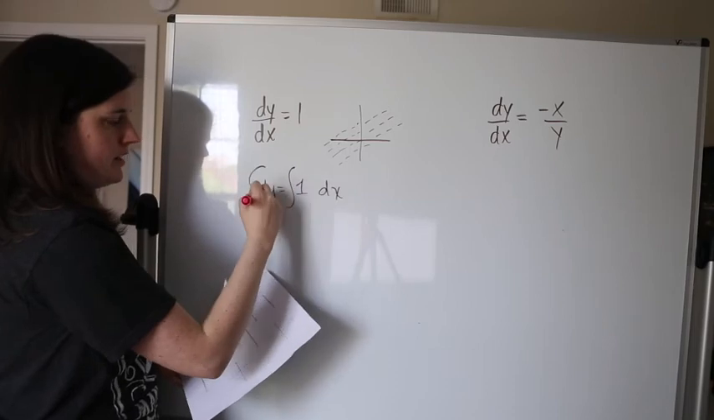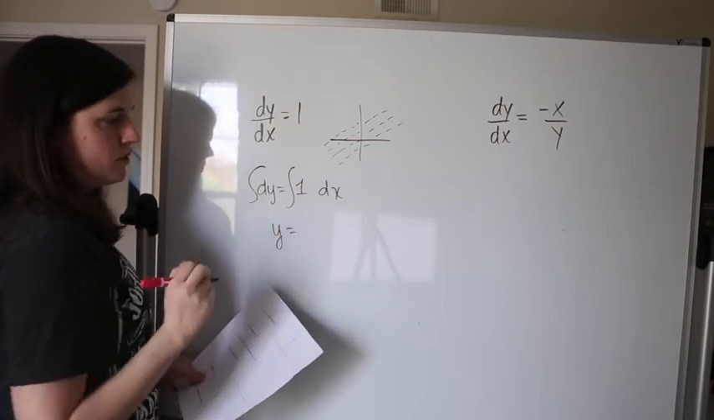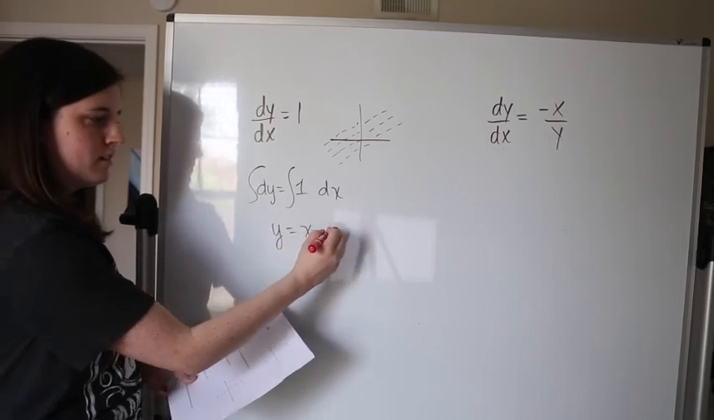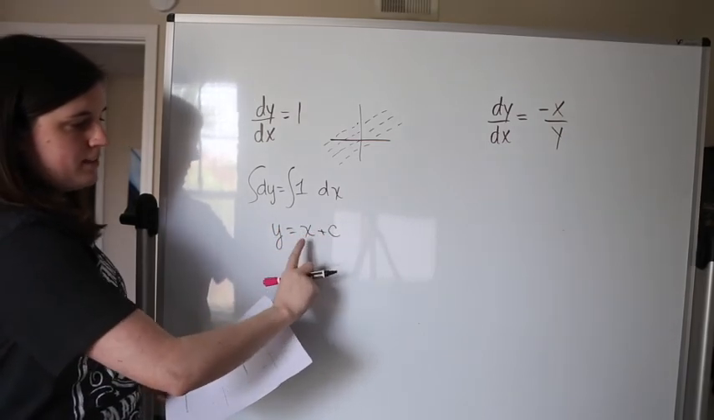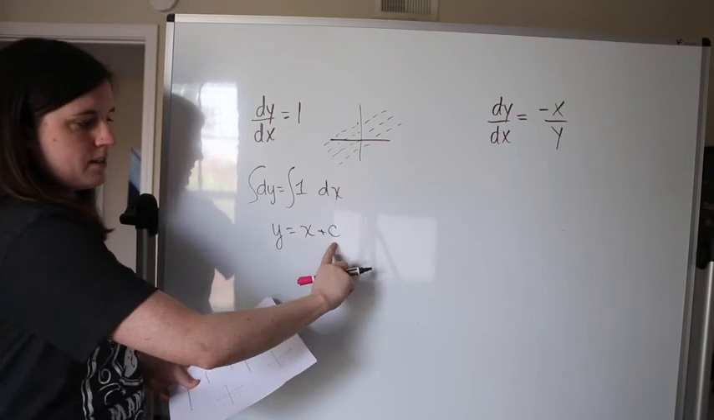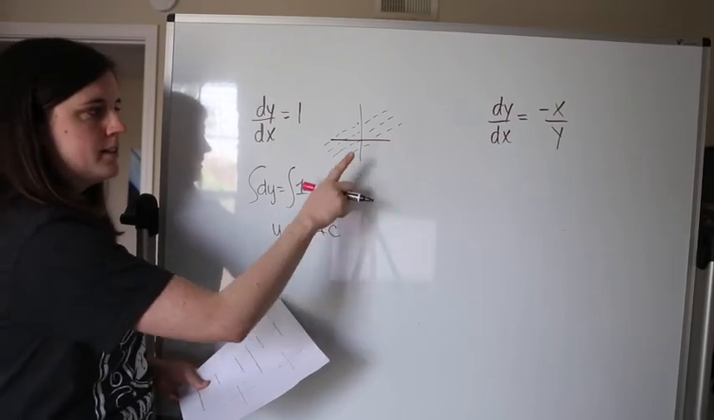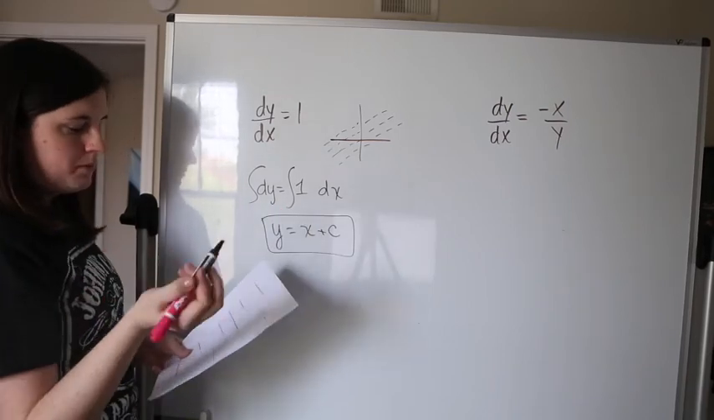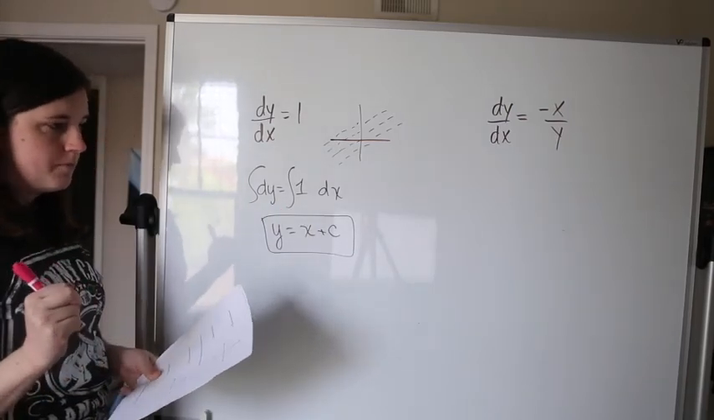When we integrate this, the derivative of something gave me 1, and that's just x. So this makes sense. We have a line with a slope of 1 that has some kind of y-intercept. We don't know where it is, so all of these lines match my general solution. Then you can plug in your point and get your particular solution.